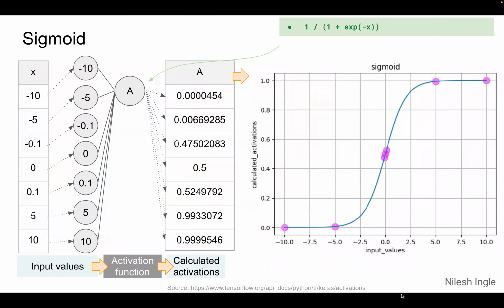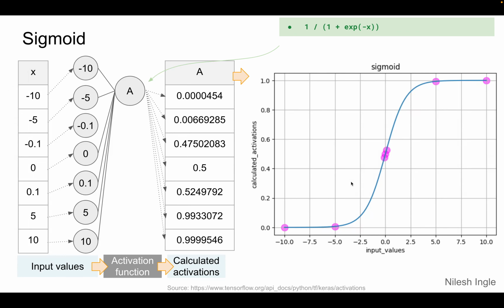Let's now look at the sigmoid activation function. As we have seen in the past couple of videos, here we have the input values x that go from -10 to +10, and the input values are for the neuron A that we see here in the circle. Let's imagine that this time the activation function we are using is the sigmoid activation function, which does the calculations as shown in the green box on the top right. The calculated values are shown in the column A, which are right here.